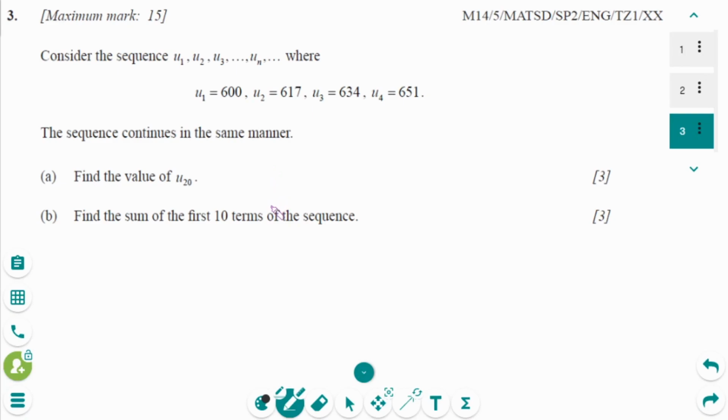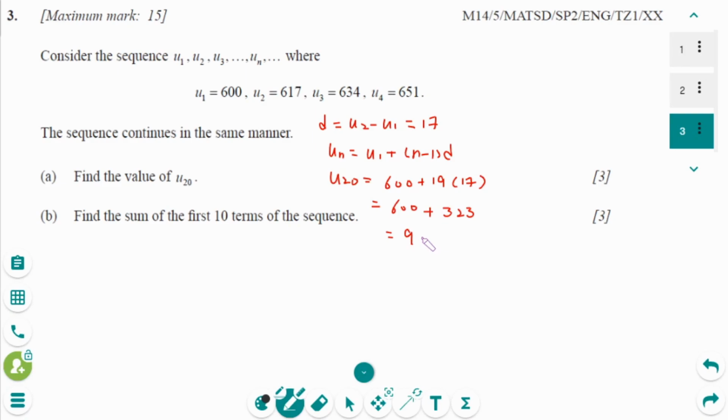This is the May 2014 SL Paper 2 Studies question. Number A, d equals U2 minus U1, which is 17. The general form Un equals U1 plus (n minus 1)d. So U20 equals 600 plus (20 minus 1), 19 times 17. It's 600 plus 323. The final answer is 923.